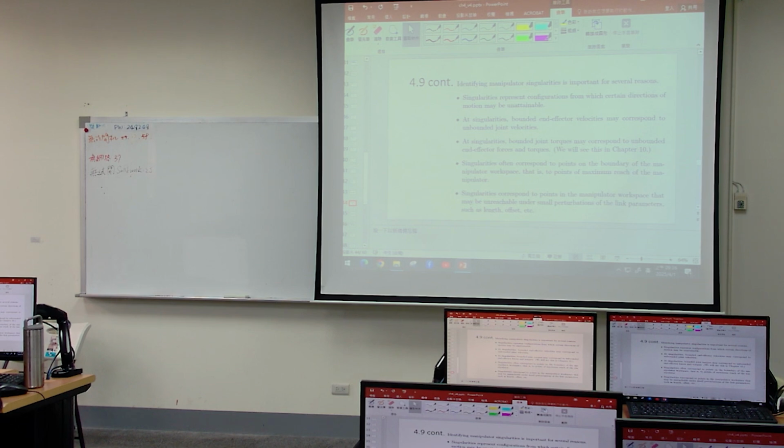The first one is that singularity often corresponds to points on the boundary of the manufactured workspace, where the structure reaches its maximum reach. Normally the singularity happens when the specific structure reaches the furthest, 最远的, position. In that case, it will show up. This is one of the cases.